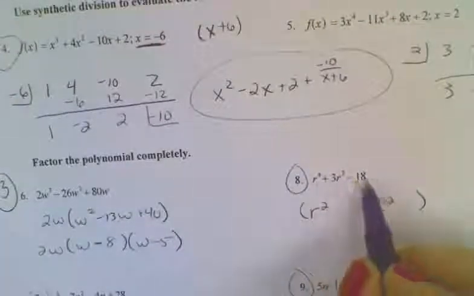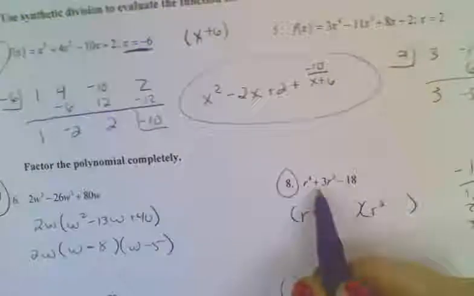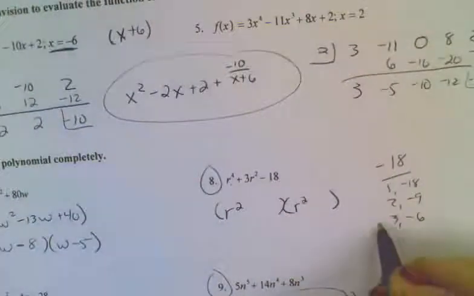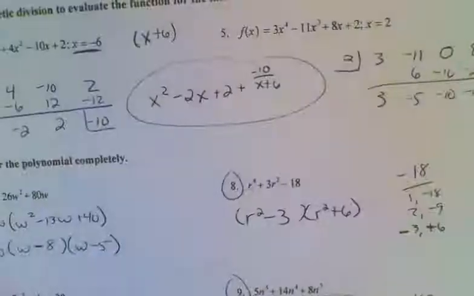Think of things that multiply to give you negative 18. You want the pair that adds up to positive 3. And so I start to list them. I see that if I take a negative 3 and a positive 6, there are my factors.